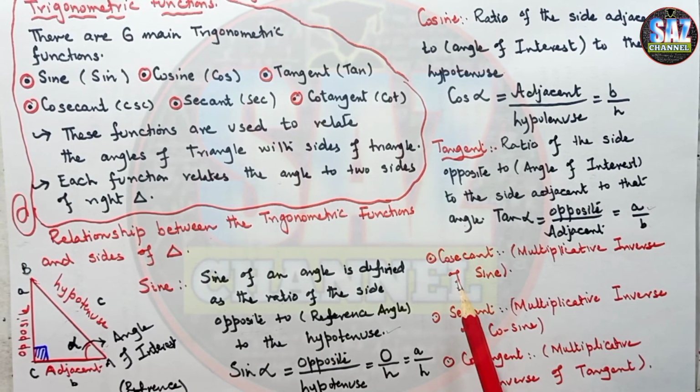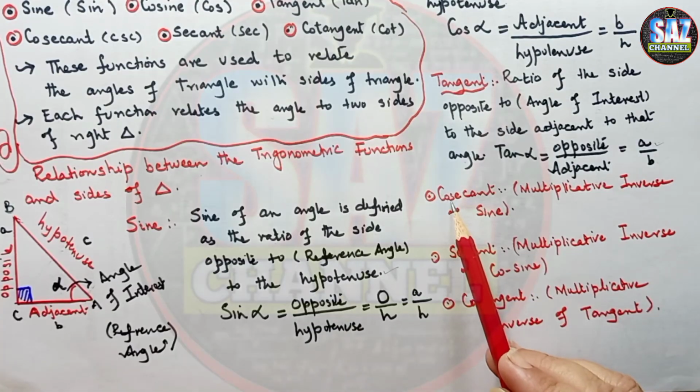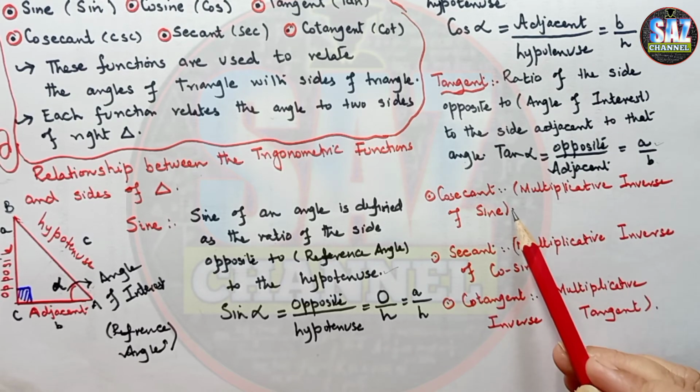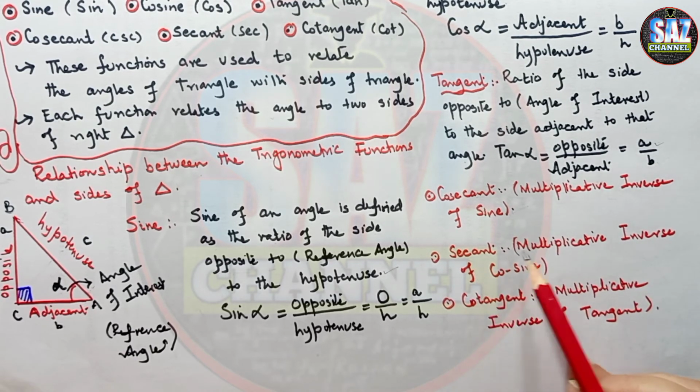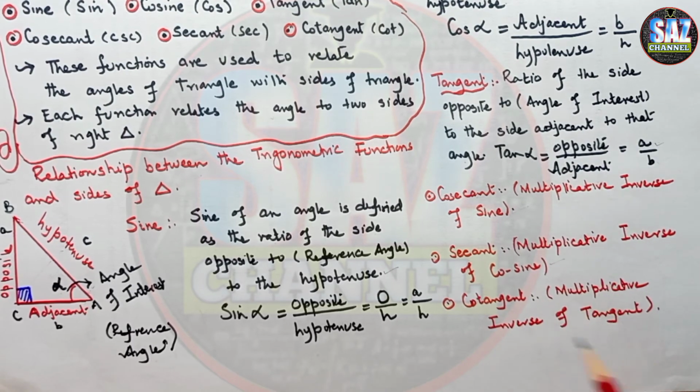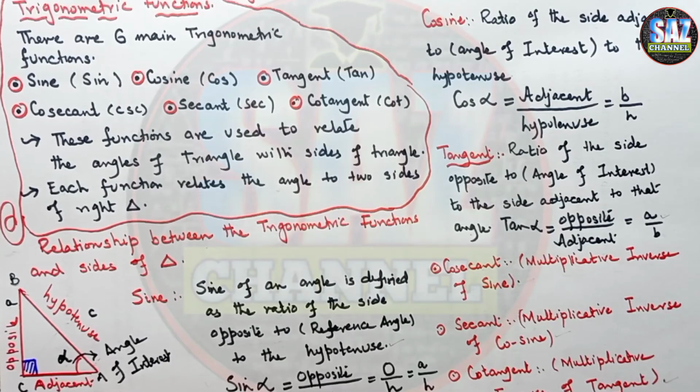Then coming to the next three trigonometric functions: cosecant is the multiplicative inverse of sine, secant is the multiplicative inverse of cosine, and cotangent is the multiplicative inverse of tangent. For better understanding of the next lesson, I hope you understand this lesson and grasp it carefully so that you can get the complete next chapter easily.